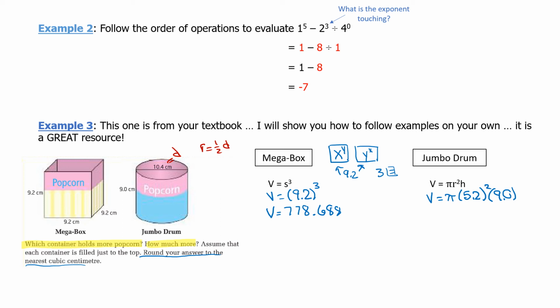So the next step, according to the order of operations, is to take care of the exponent. So the first thing I'm going to do is the exponent. Pi, I'm leaving as a pi. 5.2 times 5.2 is 27.04. Then times 9.0. Whoops, need a bracket first. 9.0, which I can just make a 9, right? Because 9.0 is the same as 9. So now I'm doing multiplication. All of these three numbers are being multiplied together, so you can do them all at once on your calculator.